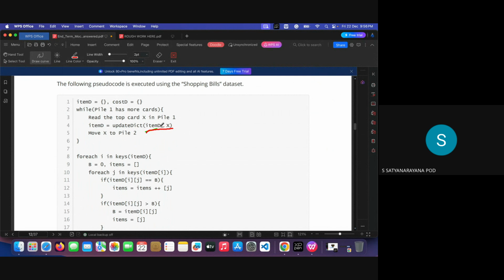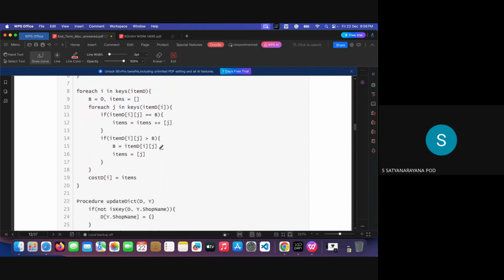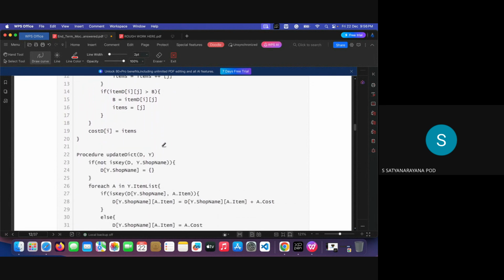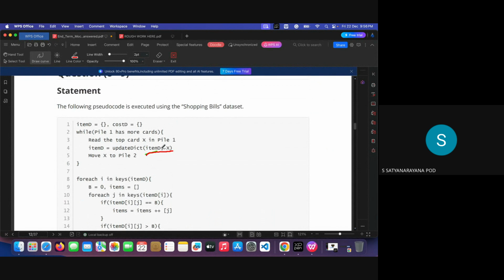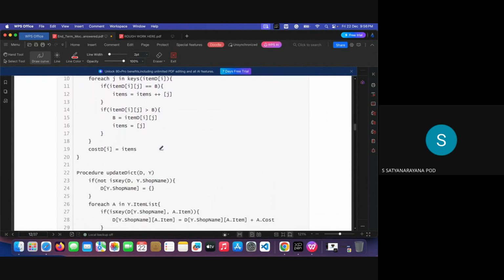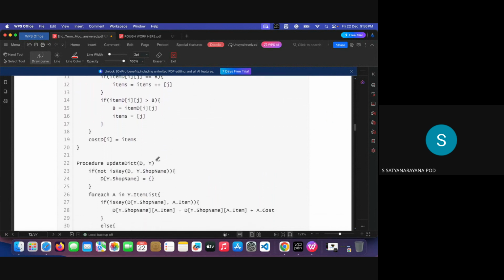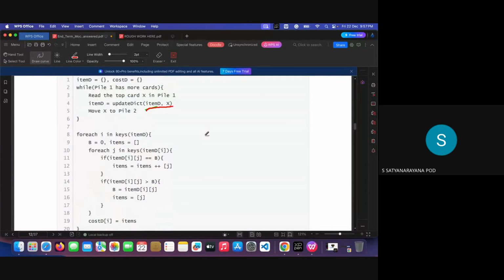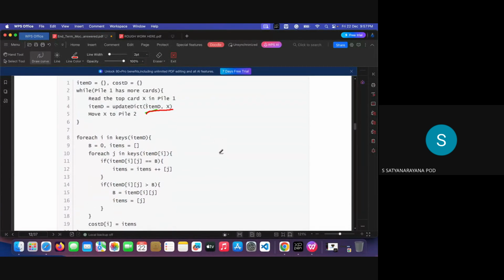Item D right now is an empty dictionary. We go to that procedure. First we go to the procedure, what is happening in the procedure? It takes a card of the bill, which contains a lot of items. As and when the dictionary is sent, item D dictionary is sent as a parameter. Right now it is an empty dictionary.